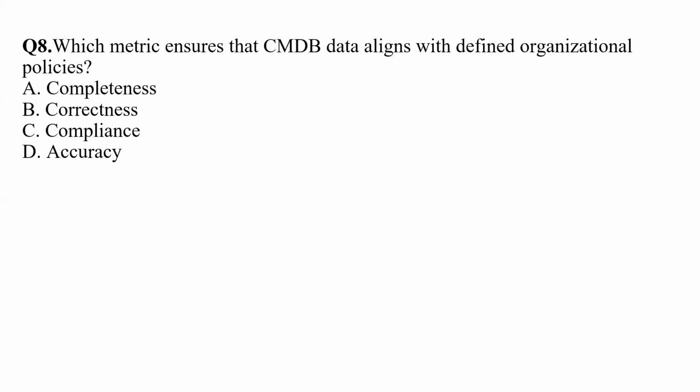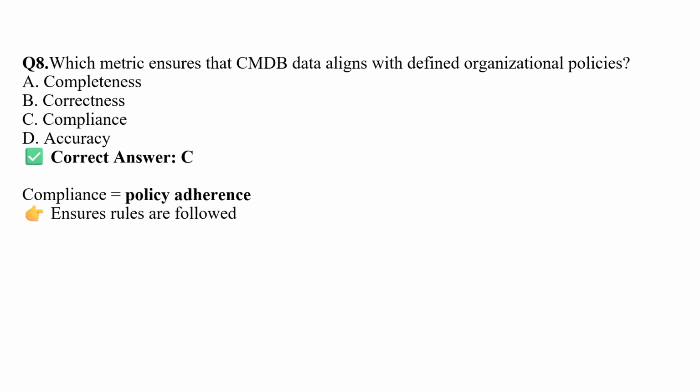Next one. Which metric ensures that CMDB data aligns with the defined organizational policies? Option A, completeness. Option B, correctness. Option C, compliance. Option D, accuracy. It's a compliance. Option C, compliance. It's a policy adherence issue. Ensures rules are properly followed or not, or compliance are followed or not.